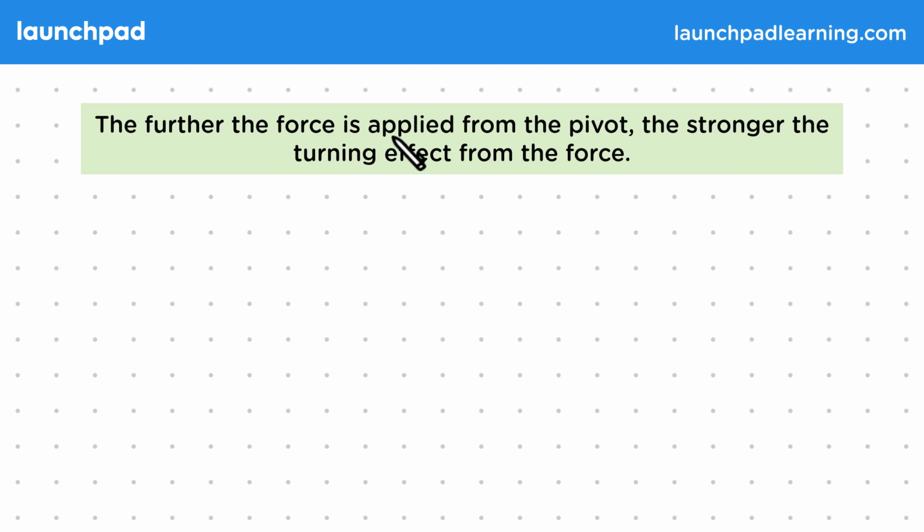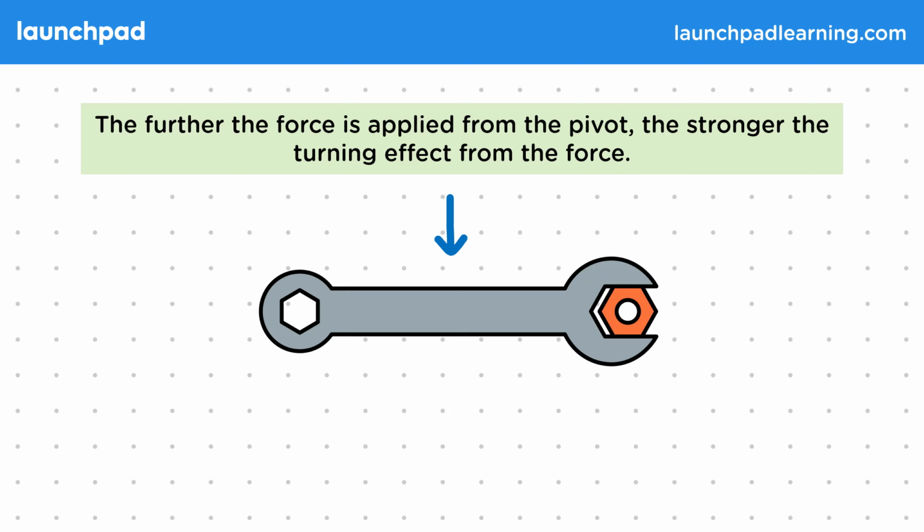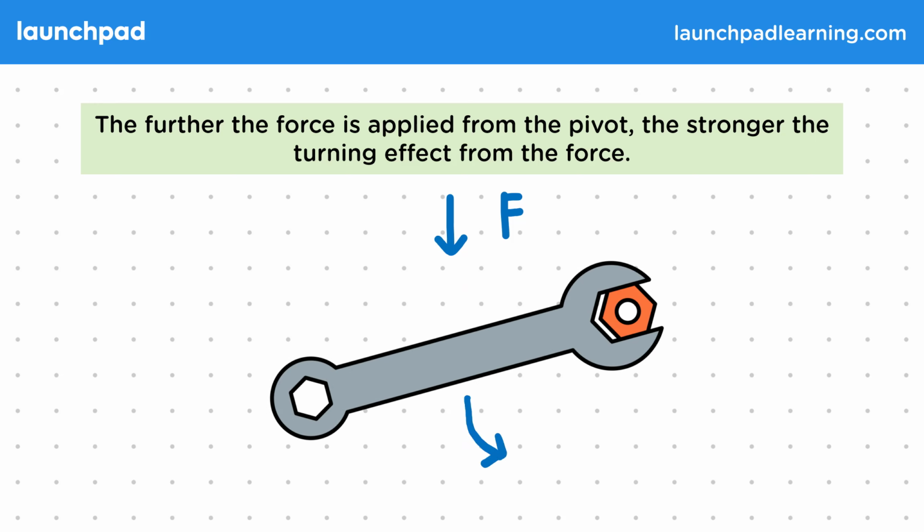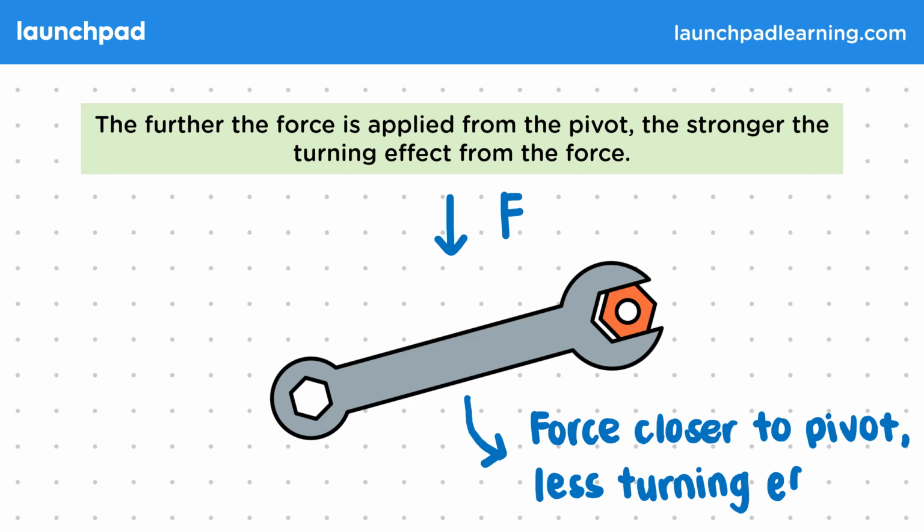Well, the further the force is applied from the pivot, the stronger the turning effect from the force. There is less rotation when the force is applied here, for example, at the point halfway along the length of the wrench. So the force is closer to the pivot and therefore it has less of a turning effect.